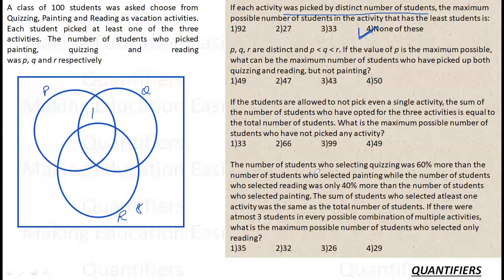Now let's read the next one. The third says, if the students are allowed to not pick even a single activity, यानी कि कुछ students ऐसे हैं जो यहाँ भी आएंगे जो single activity कोई भी activity में participate नहीं करते. Then the number of students and the number of students who have opted the three activities is equal to total number of students. यानी कि जो आपकी P plus Q plus R है, इसको आपने 100 भी बनाना है किसी तरीके से. You want to make it 100 also, but also you want to maximize this value.